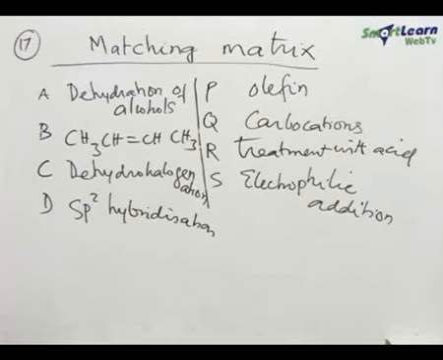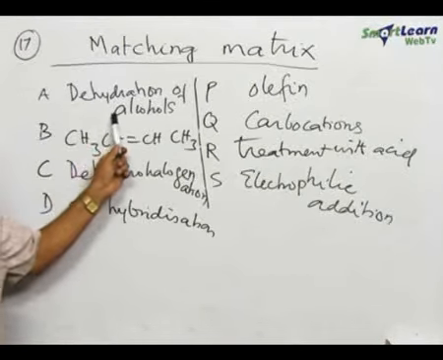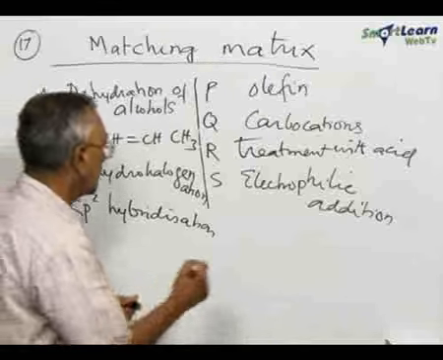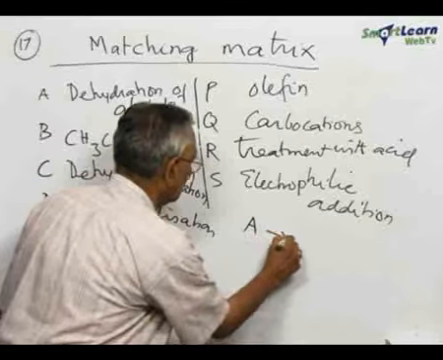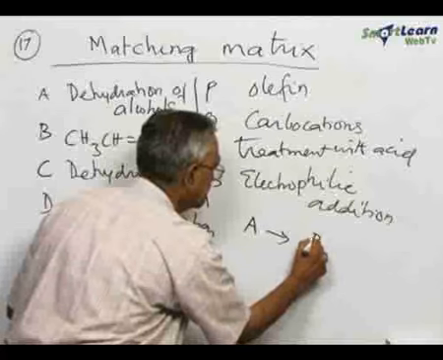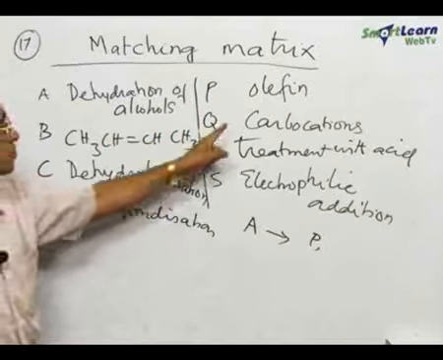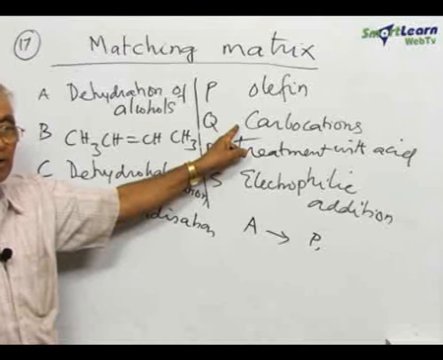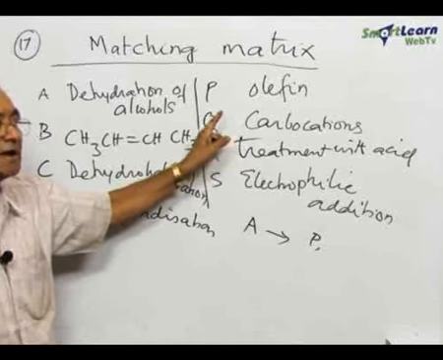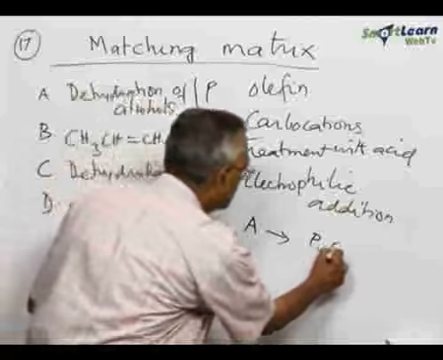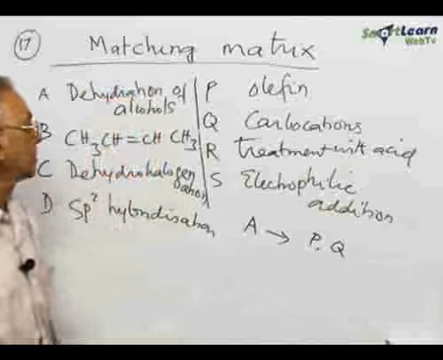Take the dehydration of alcohol. When an alcohol undergoes dehydration, it leads to an olefin. Olefin is being produced. Therefore, formation of olefin is there. Therefore, P matches with A. Then, during the dehydration of an alcohol, the first step is the formation of a carbocation. Therefore, Q also is correct.